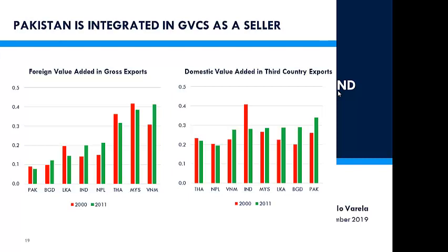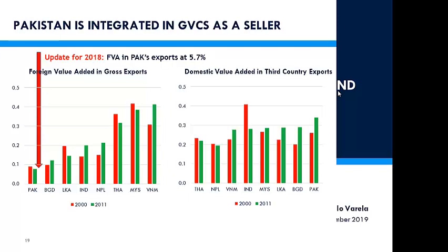So what we see here is the comparison of Pakistan and some other countries: Bangladesh, Sri Lanka, India, Nepal, Thailand, Malaysia, and Vietnam. And as Ghulam was saying before, this is built on the basis of world input-output tables, and data is sporadic because not all countries update their data. So for foreign value added in gross exports, we have an update for 2018. This is an UNCTAD world input-output table that we're using here.